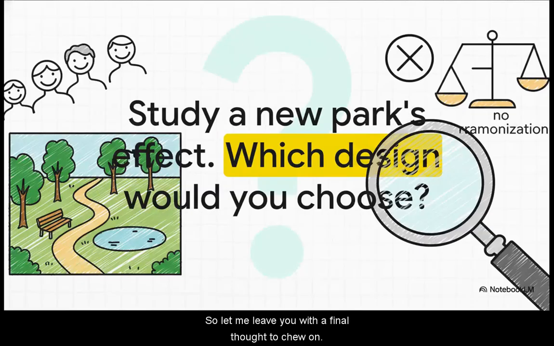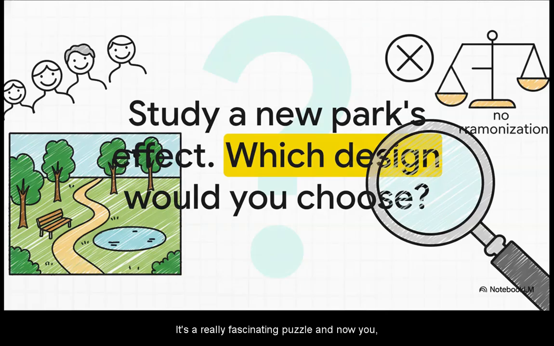So let me leave you with a final thought to chew on. Imagine you're a researcher, and your job is to figure out if a new city park actually improves the well-being of the people who live nearby. You can't randomly assign people to live near the park. So, looking back at our toolkit, which design would you pick, and more importantly, what trade-offs would you be making? It's a really fascinating puzzle, and now you've got the tools to start solving it.